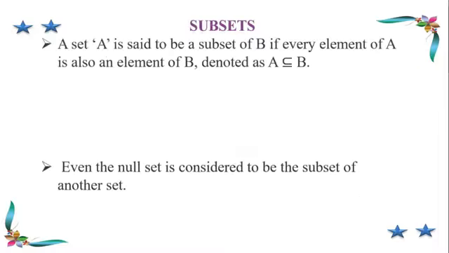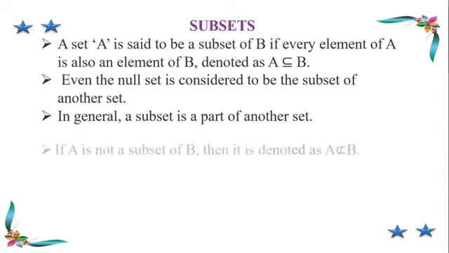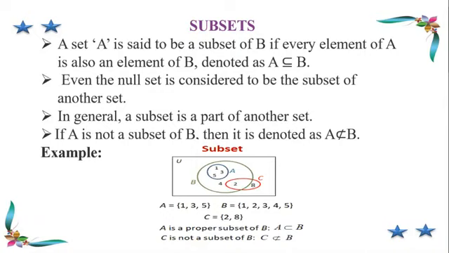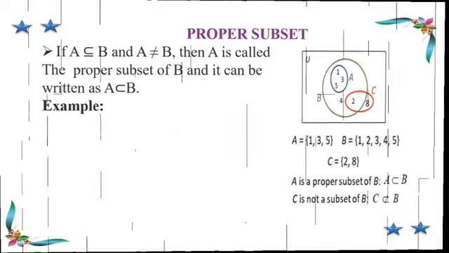Next, let us consider subsets. A set A is said to be a subset of B if every element of A is also an element of B, and it is denoted by A ⊆ B. Even the null set is considered to be a subset of another set. In general, a subset is a part of another set. This is the example as shown. Next, let us consider proper subset. It can be written as A is a proper subset of B. Here A is not equal to B. This is the example we have shown.